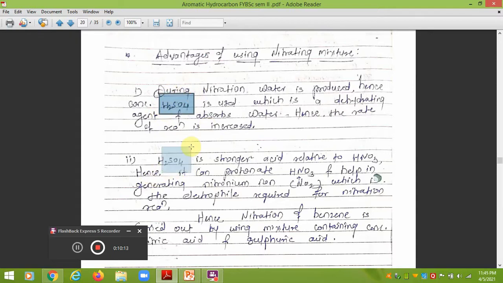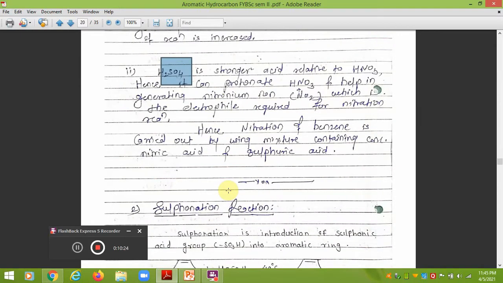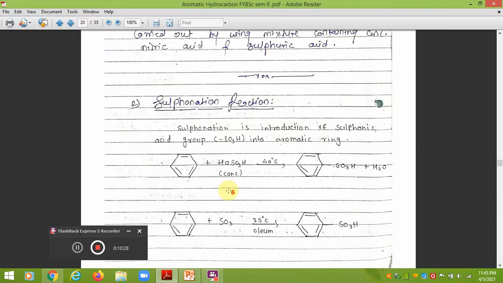H2SO4 is also a stronger acid than nitric acid, and hence it can protonate nitric acid very easily and help in generating the nitronium ion, which is the electrophile in this reaction, and hence the nitration of benzene is carried out by the mixture of concentrated nitric acid and sulfuric acid.